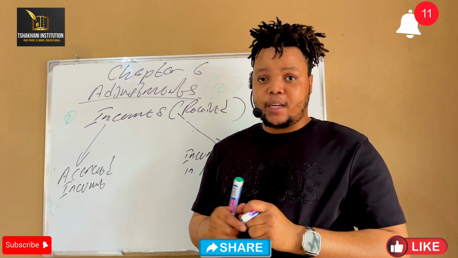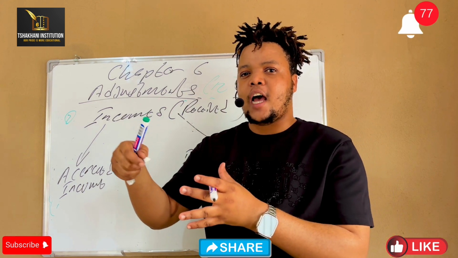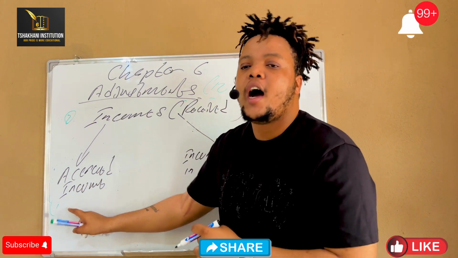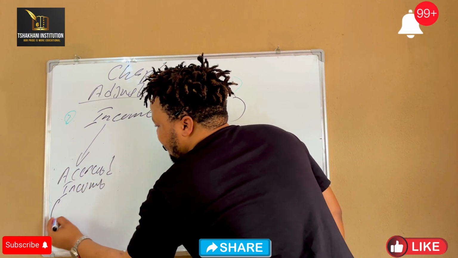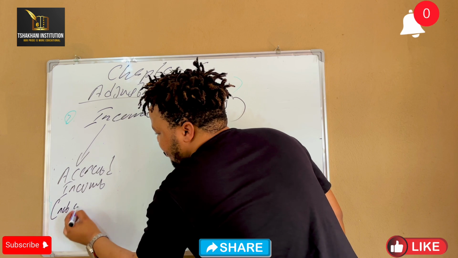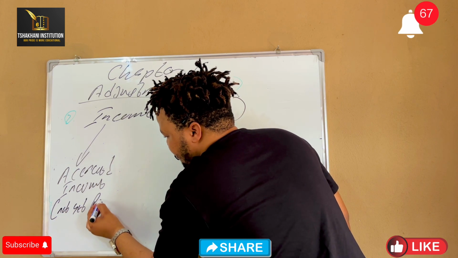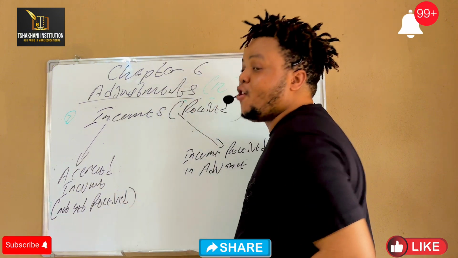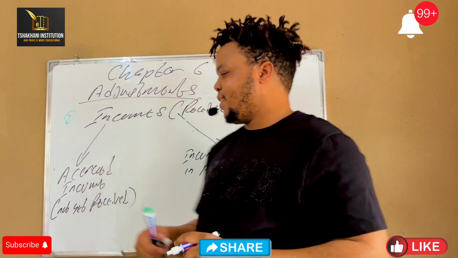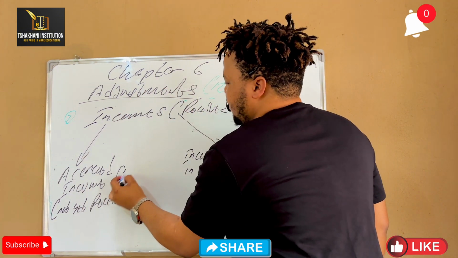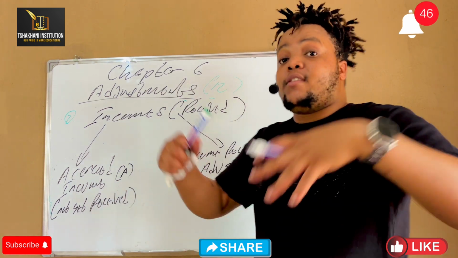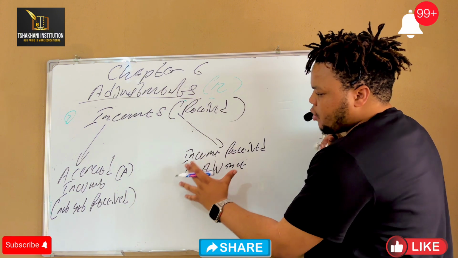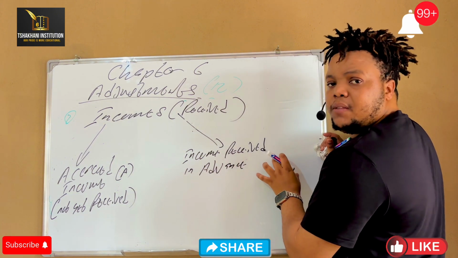So something that we are receiving, but it's what? It's accrued. Remember, accrued is the same as outstanding. This simply means that these incomes are outstanding. So meaning that these incomes are what? Not yet received. Others call them still receivables. They are still receivable. And accrued income is an asset to us as a business, because we are still waiting, we are still expecting.